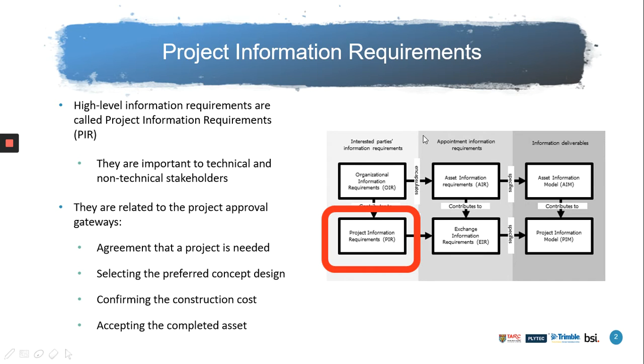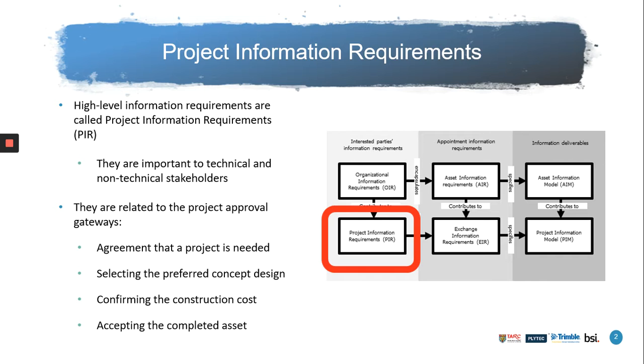So if you can see here on the diagram, on a conventional construction way, you have the interested party information requirement, which is you start off with the organization information requirement, OIR, and then this will contribute into the project information requirement. So the interested party will have to inject the information into the project, what sort of design they want, how much budget are they willing to allocate, what are the agreement, what are the demands to do the project.